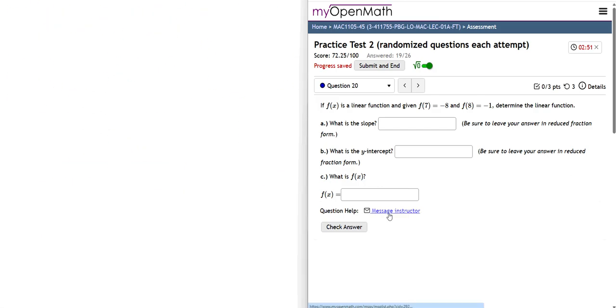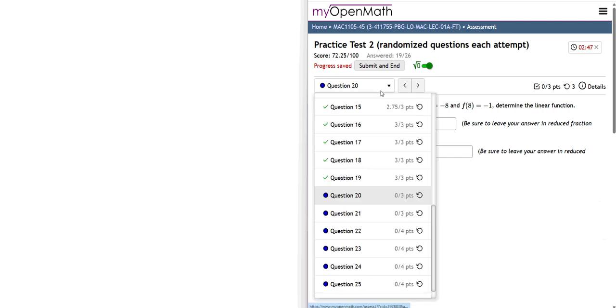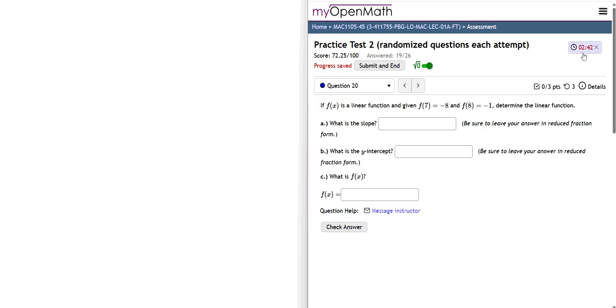Okay, now I've still got 5 questions left, and I've got less than 3 minutes left, I guess, because I've been explaining everything. So if I go a little faster here, I'm going to try to beat the clock. So if f of x is a linear function and given f of 7 equals negative 8, okay, f of x is a linear function. Given f of, okay, I understand.